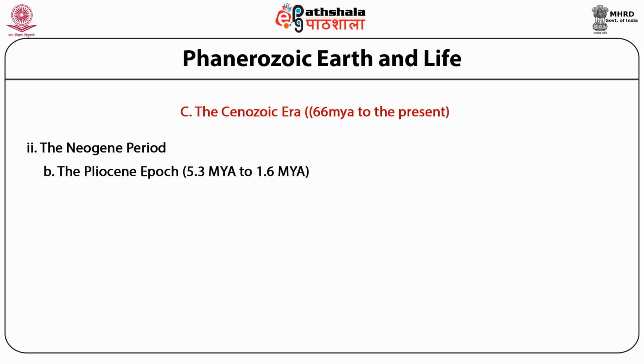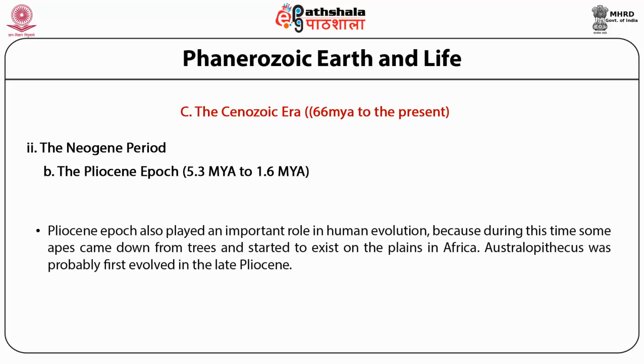Moreover, during this epoch, the tectonic plates of India and Asia also collided, which resulted in the formation of the Himalayas. The Pliocene epoch also played an important role in human evolution because during this time some apes came down from the trees and started to exist on the plains in Africa. Australopithecus probably first evolved in the late Pliocene.